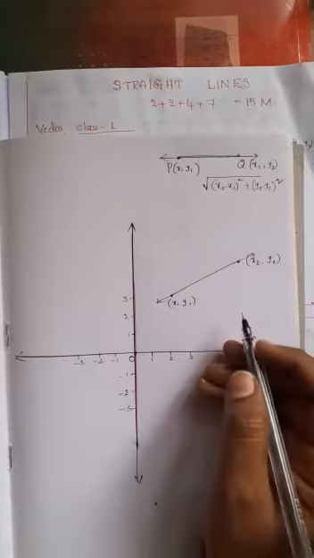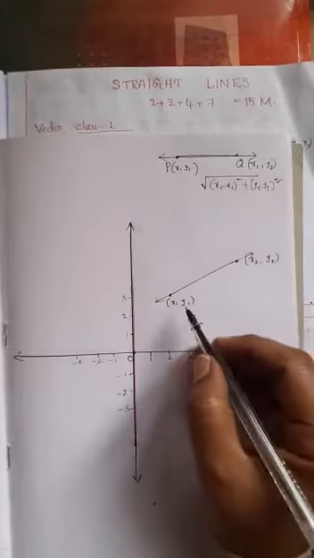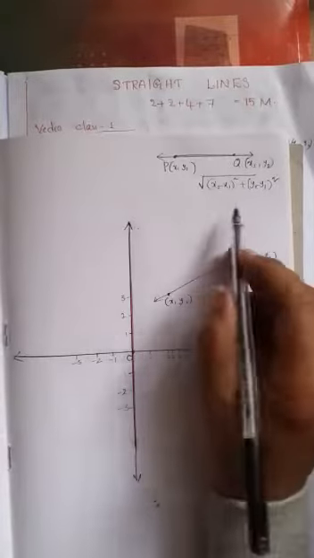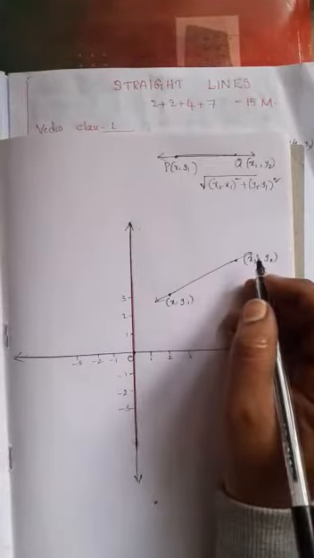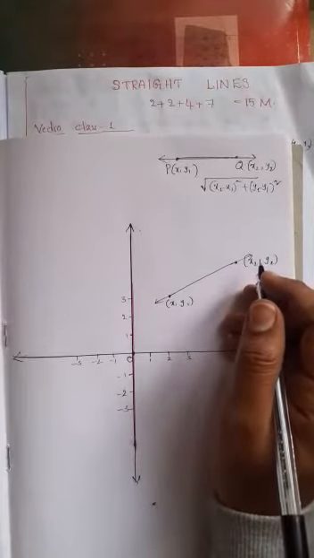Jai Hind cadets, let us see 2 marks questions from straight lines. Do you remember the distance between any 2 points (x1, y1) and (x2, y2) is the square root of (x2 minus x1) whole square plus (y2 minus y1) whole square. And let us see the slope of a line.